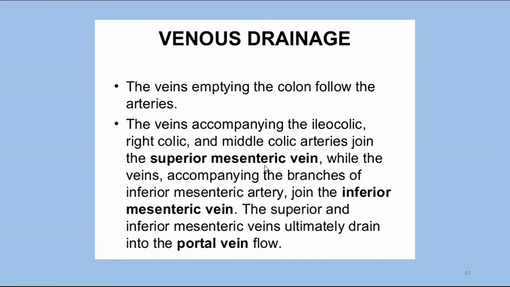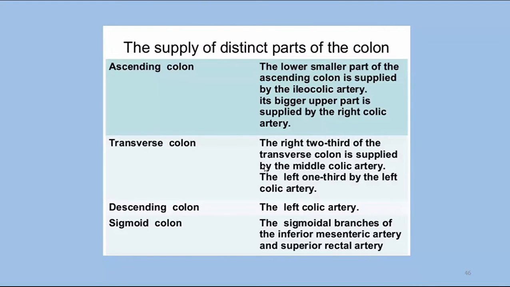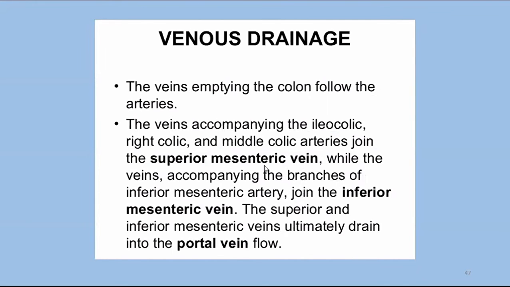Venous drainage: the veins emptying the colon follow the arteries. So from the right colic artery, we have the right colic vein. The veins accompanying the iliocolic, the right colic, and the middle colic arteries join the superior mesenteric vein, while the veins accompanying the branches of the inferior mesenteric artery join the inferior mesenteric vein. Ultimately, these two veins drain into the portal venous flow. Okay?